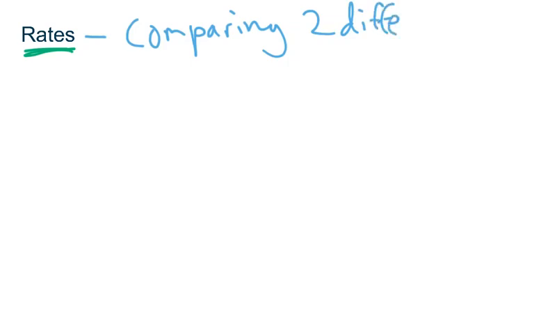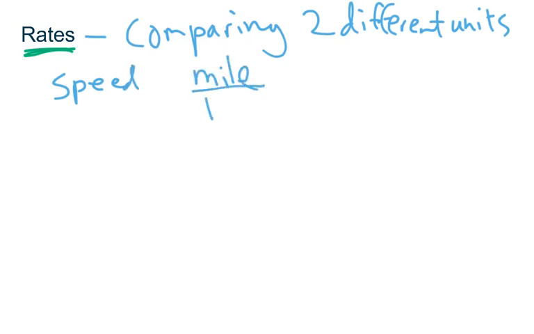So a rate is a special kind of ratio. And what this is, it's comparing two different units. So the best example of a rate would be speed, because that's in miles per hour. How fast you're going, or how long of a distance you're going in a certain amount of time.